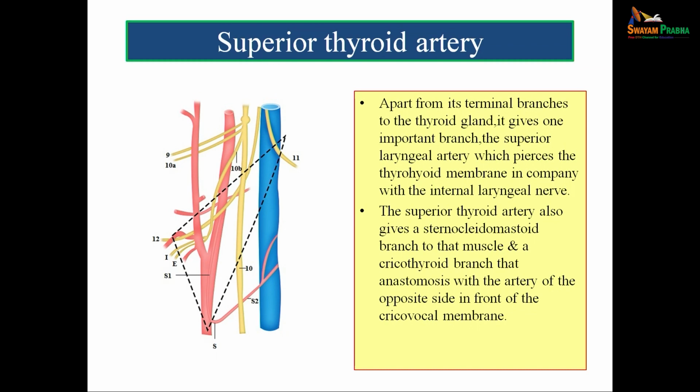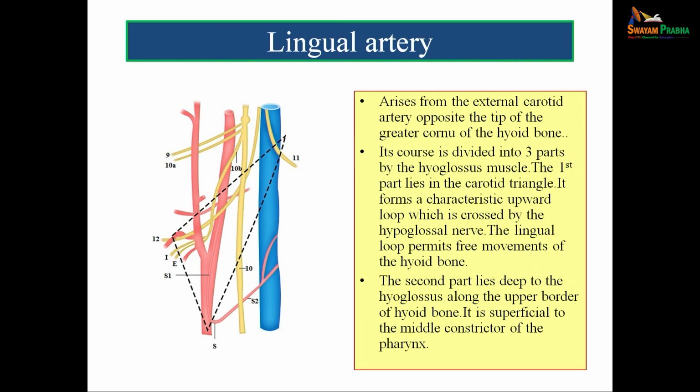The superior thyroid artery also gives the sternocleidomastoid branch to that muscle and a cricothyroid branch that anastomoses with the artery of the opposite side in front of the cricovocal membrane. Now, we come to the lingual artery, which has got a tortuous course.